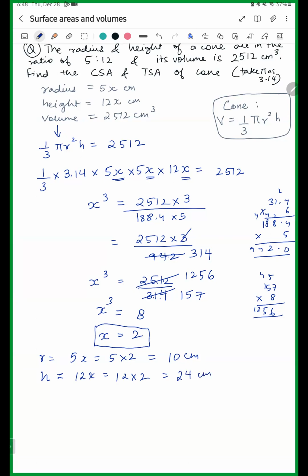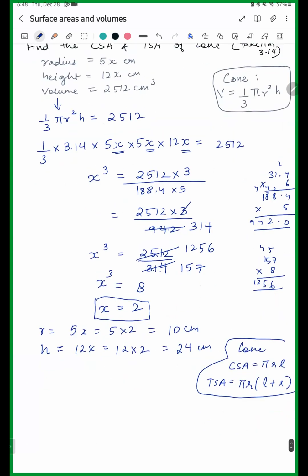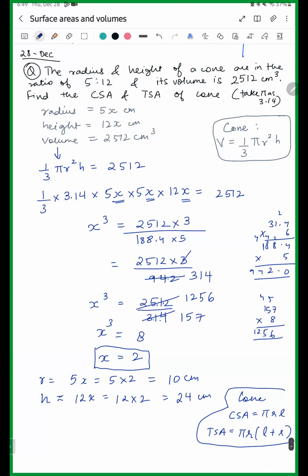Now we need to find the curved surface area and total surface area. Now see, for cone, let's recall the formula for curved surface area and total surface area. Curved surface area is pi RL and total surface area is the same thing plus pi r square. So it's pi r into L plus r. Now we can easily find out the total surface area and curved surface area. But for that, we need to first find out L. So how do we find out L?